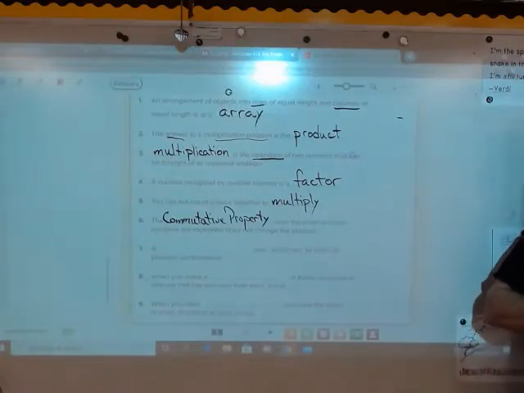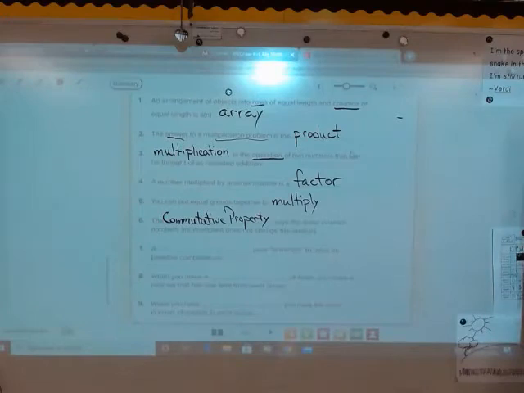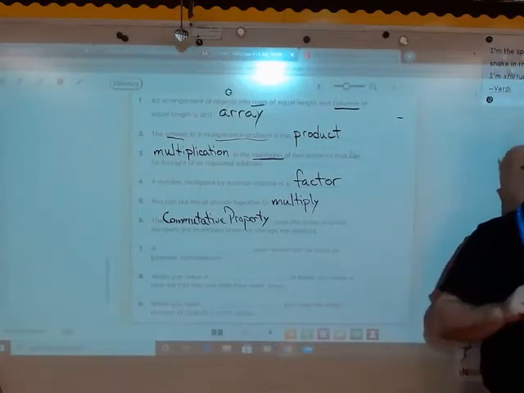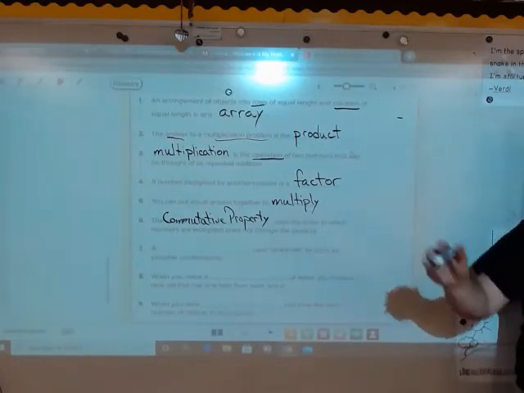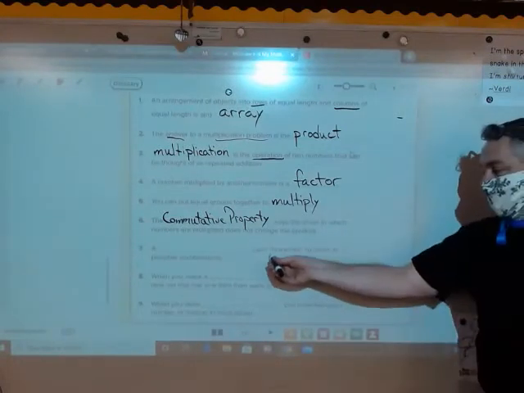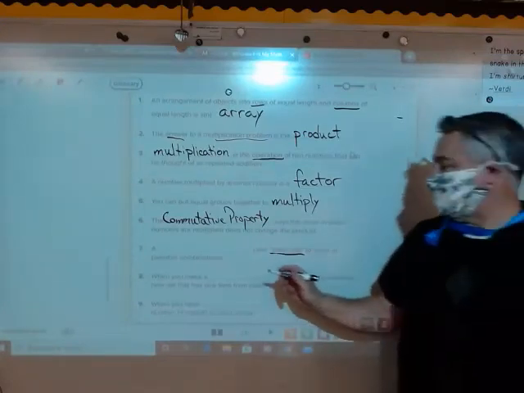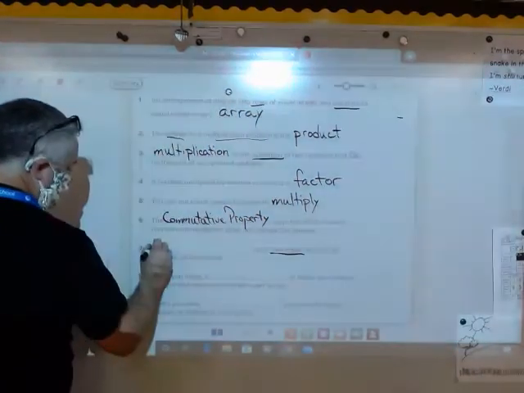All right, number 7. A blank uses branches to show all possible combinations. A tree diagram. Tree diagram, what's the key word there? Branch. Yeah, the word branches is your key word, isn't it? So that's a tree diagram.